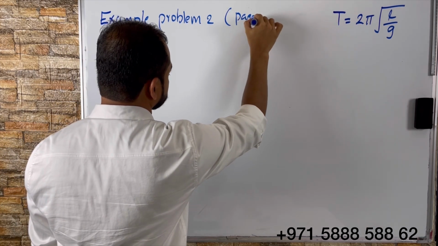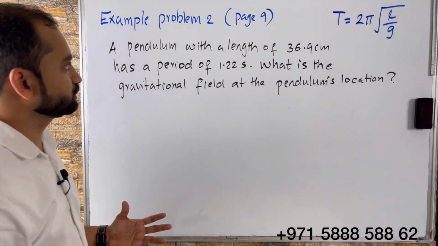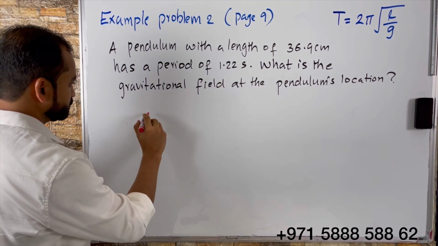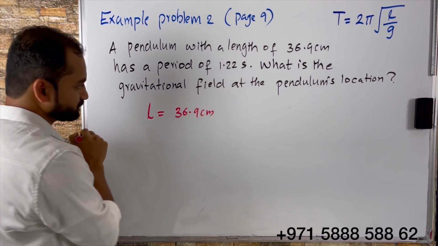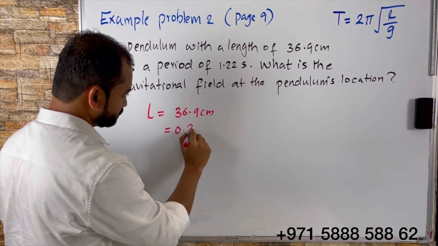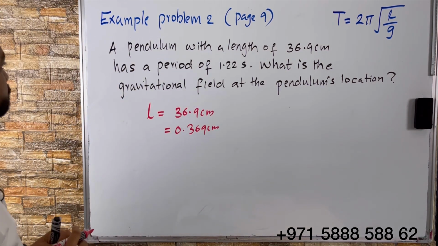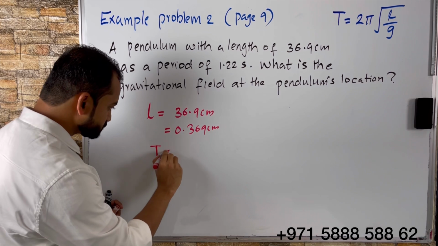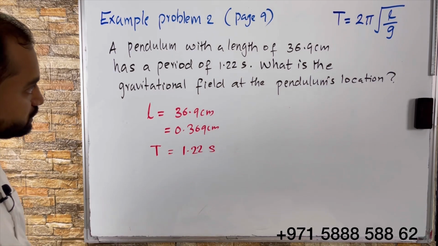Page number 9. In this question, a pendulum with a length of 36.9 centimeter. What is given? The length of the pendulum L is equal to 36.9 centimeter, but in calculation we need SI units, so we need meters, which is 0.369. How did we get that? By dividing by 100. Centimeters change into meters by dividing by 100. The time period of the pendulum is given, that is 1.22 seconds. Second is the SI unit of time, so no need to change it.